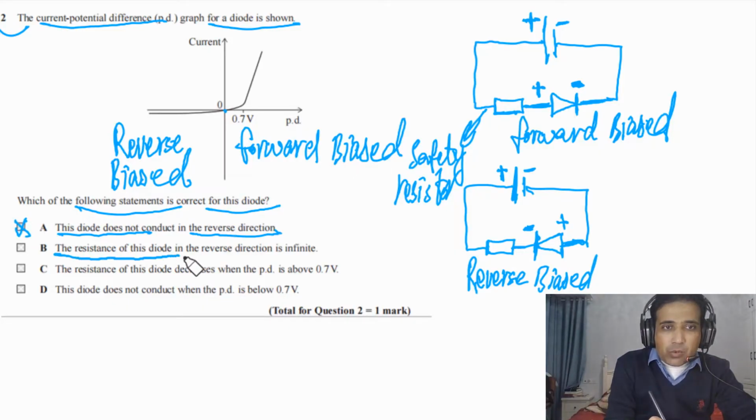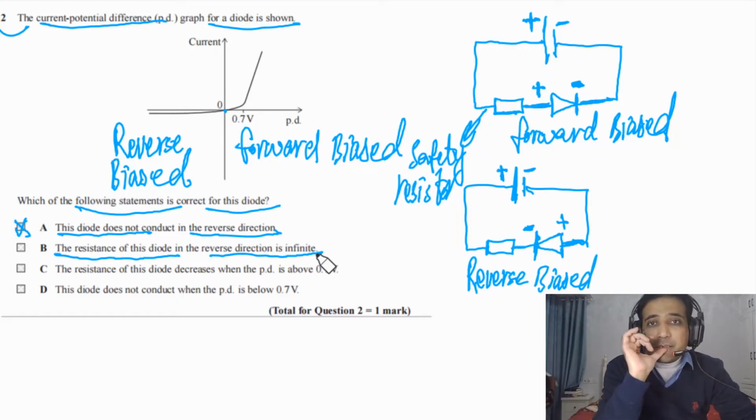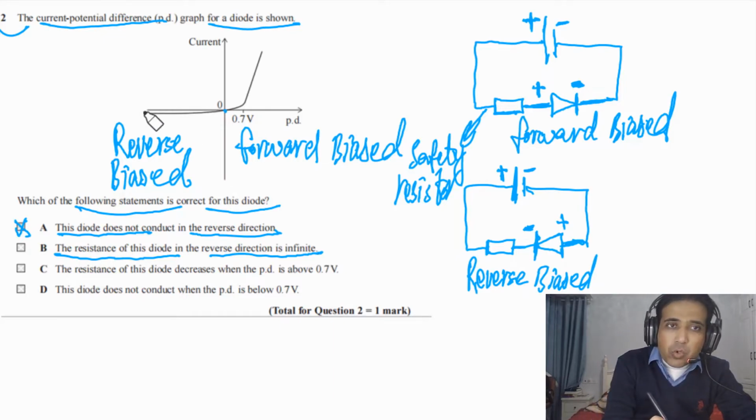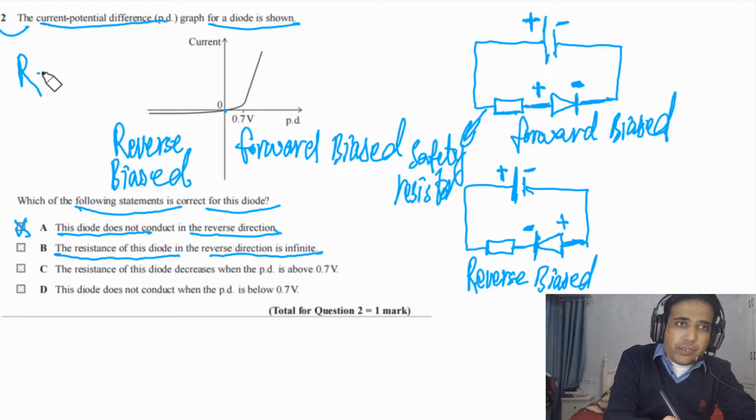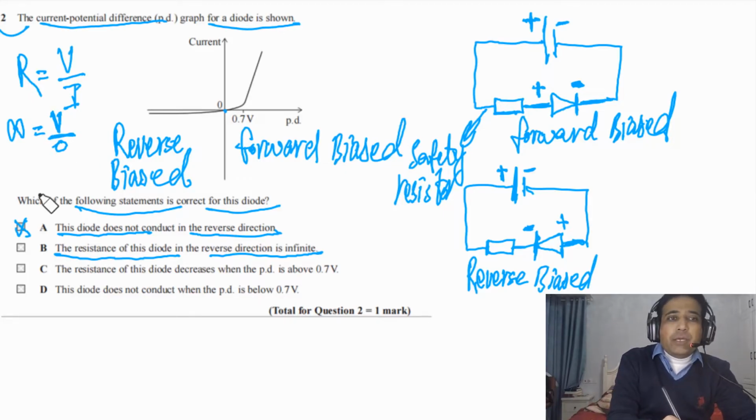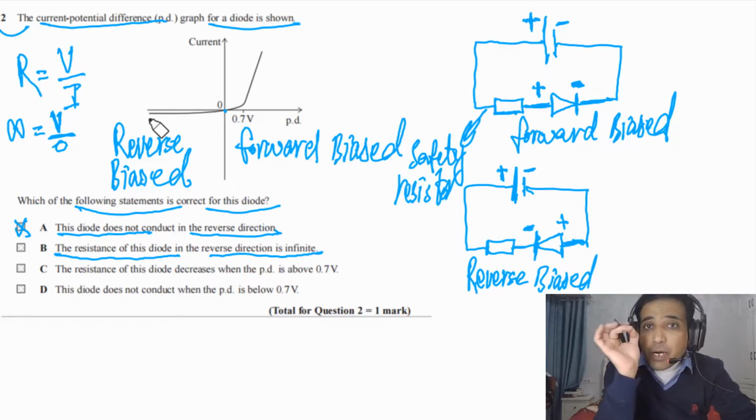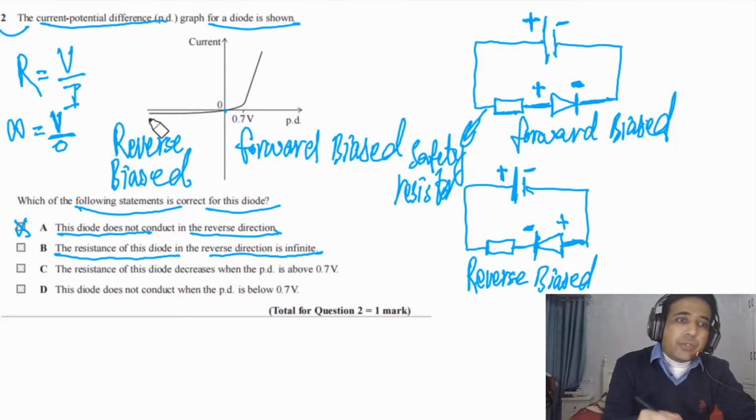The resistance of this diode in reverse direction is infinite, but actually it's not infinite because there is a small current here. If resistance is infinite, it means that V over I, I has to be equal to 0, then R will be infinite. Let me write down: if R is infinite, then at any value of V, I has to be equal to 0. But in this case we have some value of I, so it means resistance is not infinite. So option B is also incorrect.